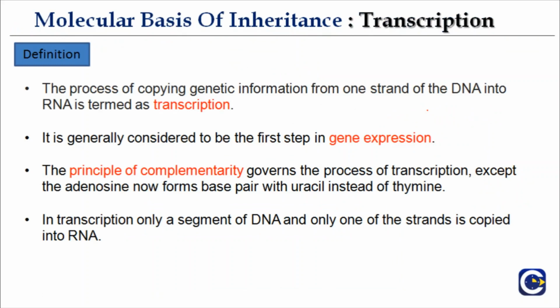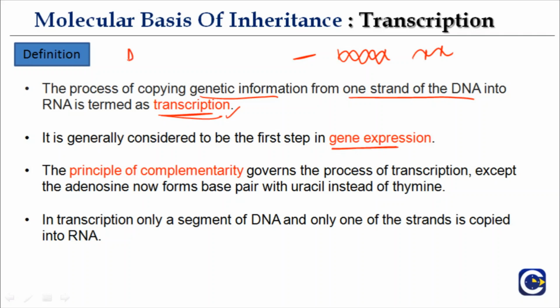So the process of copying genetic information from one strand of DNA into RNA is termed transcription. Like DNA, which we all know is a double helical molecule, only one of the strands, and only a certain set of this strand, is converted to RNA. And this process is called transcription. It is generally considered to be the first step in gene expression.